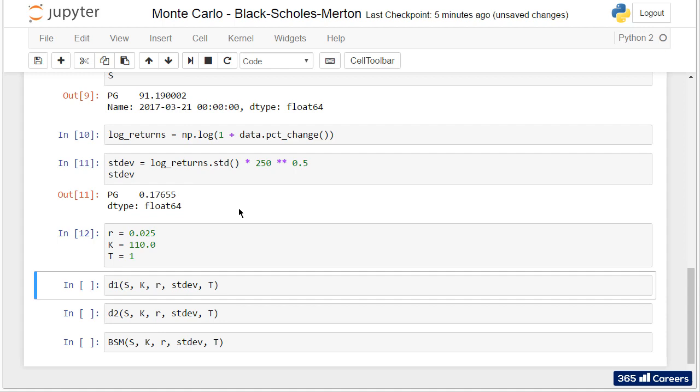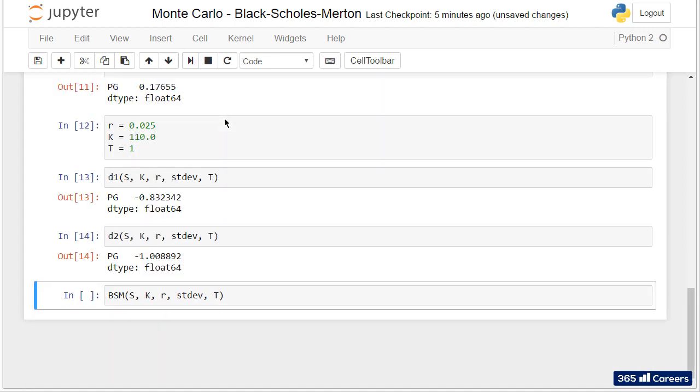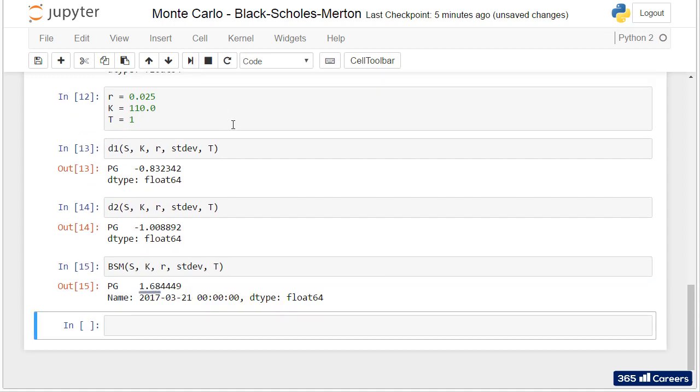All right. At this stage, we have values for all 5 parameters we are interested in. If we employ them in the 3 functions we created, we'll be able to solve for D1 and D2, and then obtain the call option price. It is close to $1.68. Wonderful! We were able to price the call option.